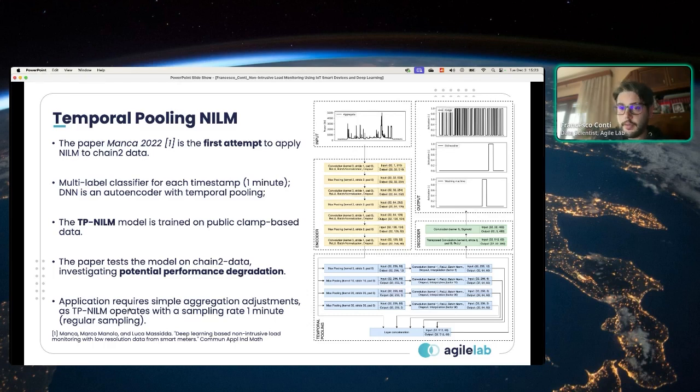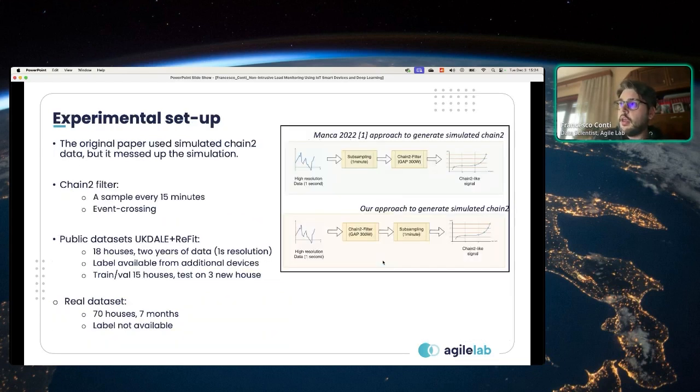from the chain-2 data. You can imagine the chain-2 signals that we have seen, with quarter messages and event crossing. Each sample is retained at its level from sample to sample, and then these will be downsampled at 1 minute. Okay, that's fine. So it's a work about chain-2 data.